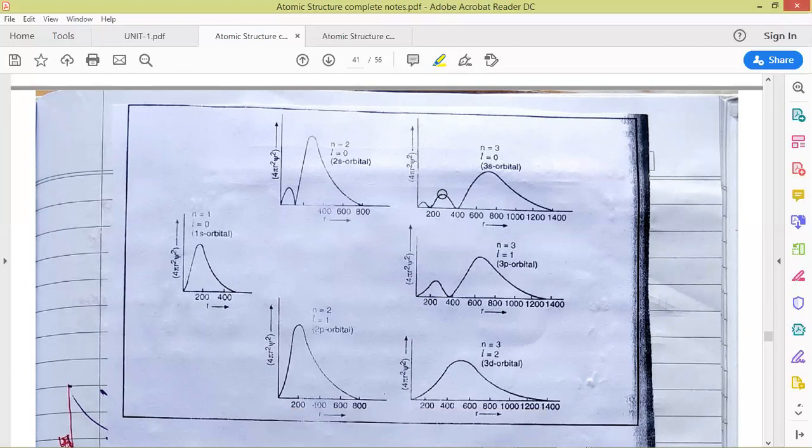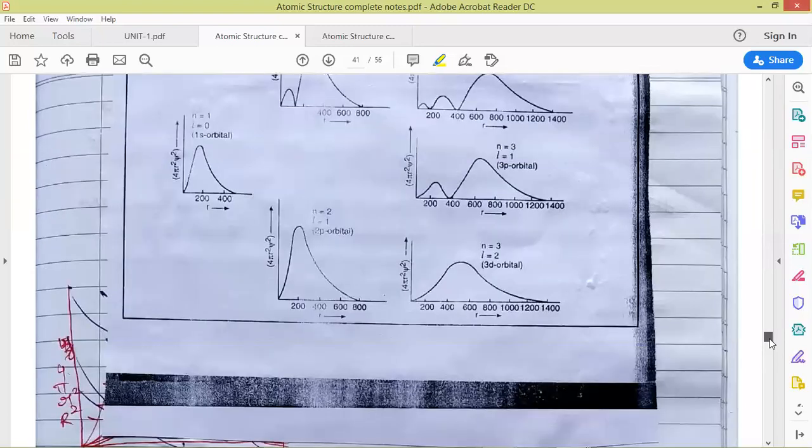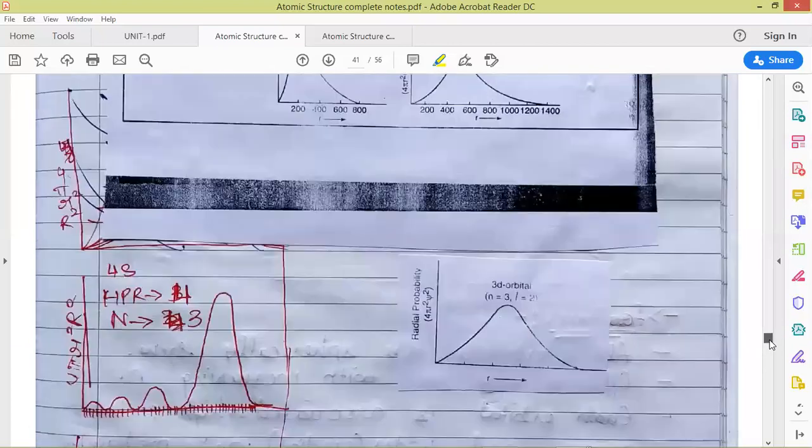So this depends upon the fact that as we move to higher l values, the shapes of the orbitals are such that they are present just away from the nucleus, in comparison to the lower l valued orbitals. So this is how we plot radial probability distribution curves for finding the electron around the nucleus.